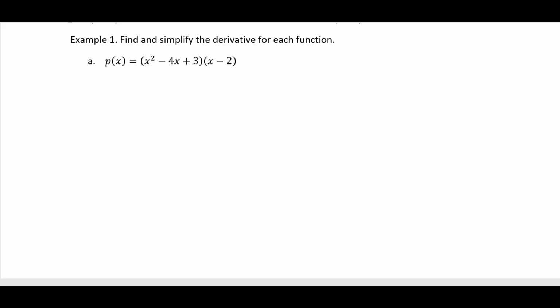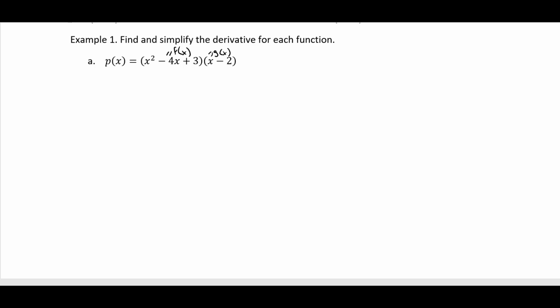Alright, now let's look at some examples of finding and simplifying derivatives for each function using the product and quotient rules. So the first one, p of x is equal to x squared minus 4x plus 3 times x minus 2. Remember, the product rule tells us that if I have two functions and call them f of x and g of x, then in this case, I'm going to call x squared minus 4x plus 3 my f of x, and x minus 2 my g of x.